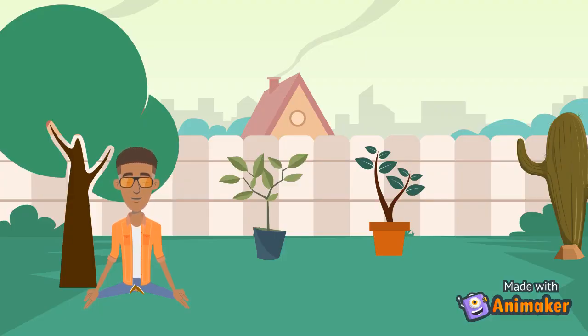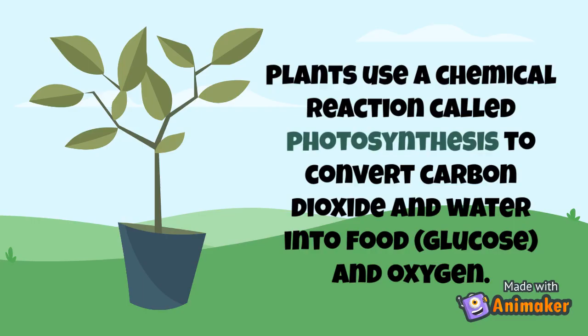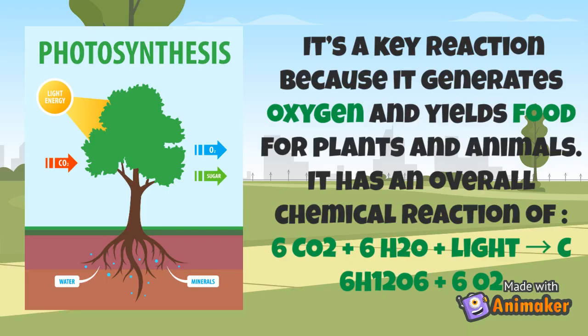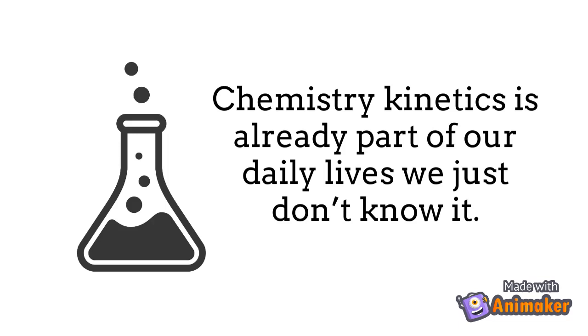The last application that we have has something to do with plants. Plants use a chemical reaction called photosynthesis to convert carbon dioxide and water into food and oxygen. It's a key reaction because it generates oxygen and yields food for plants and animals. Below indicates the overall chemical reaction for photosynthesis. All in all, chemical kinetics is already part of our daily lives, we just don't know it.